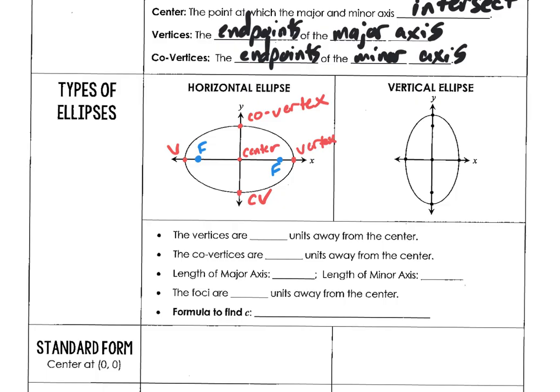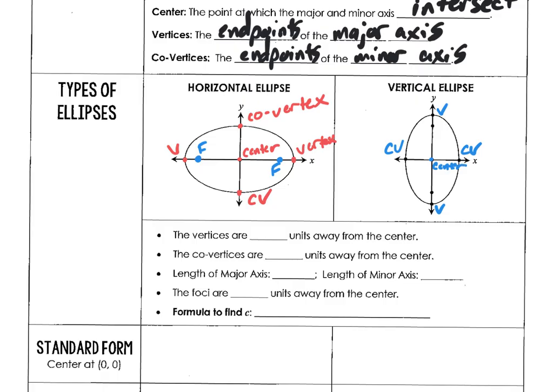Okay, same thing goes over here. The only difference on this one, these would be my two vertex points. These would be my co-vertex points. This is still my center.